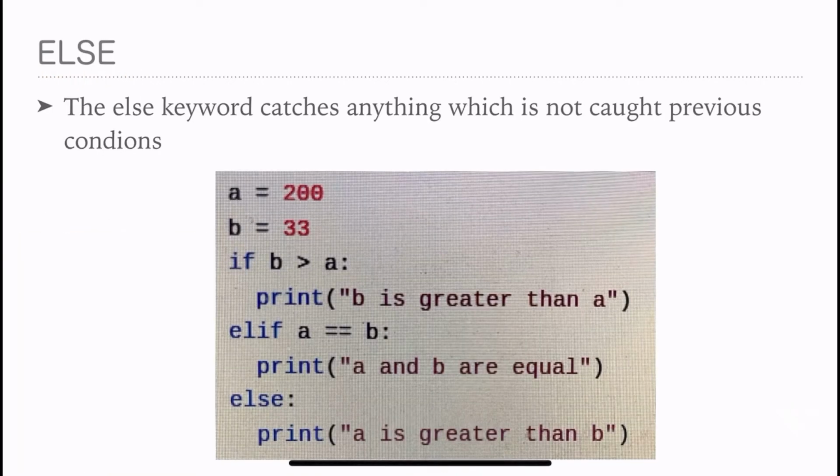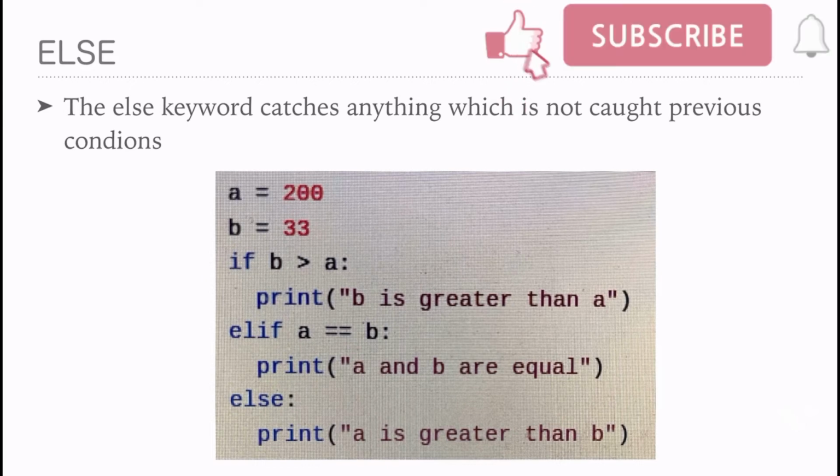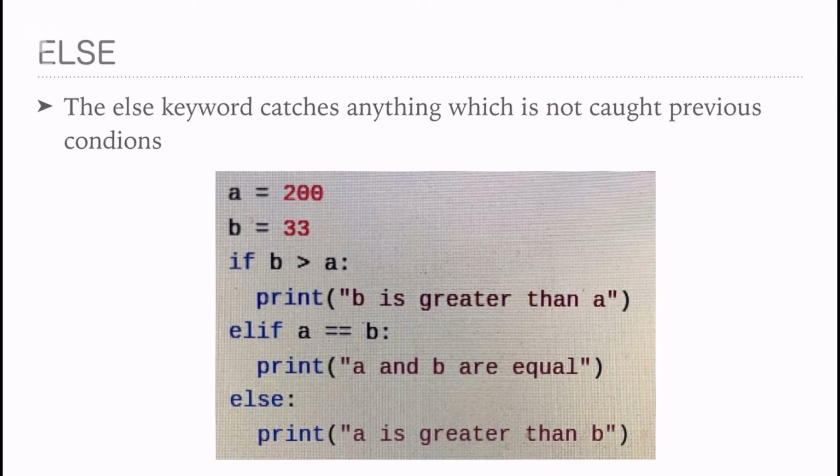We use the else keyword. The else keyword catches anything which is not caught by the previous conditions. A equal to 200, b equal to 33. If b greater than a, print b is greater than a. Elif a equal to b, print a and b are equal. Else it will print else condition, because a is greater than b.